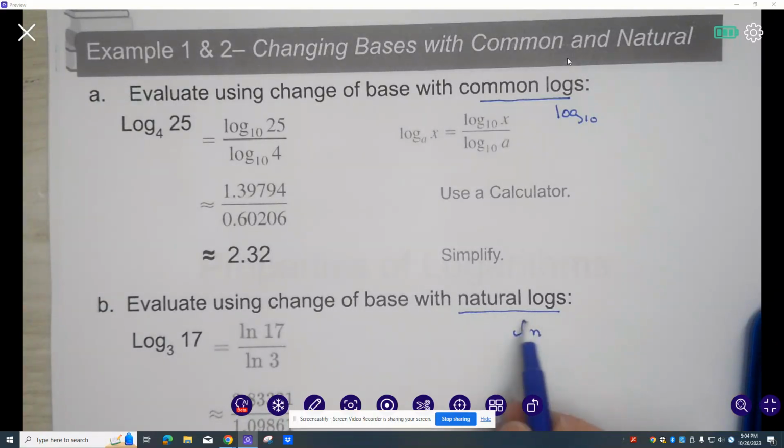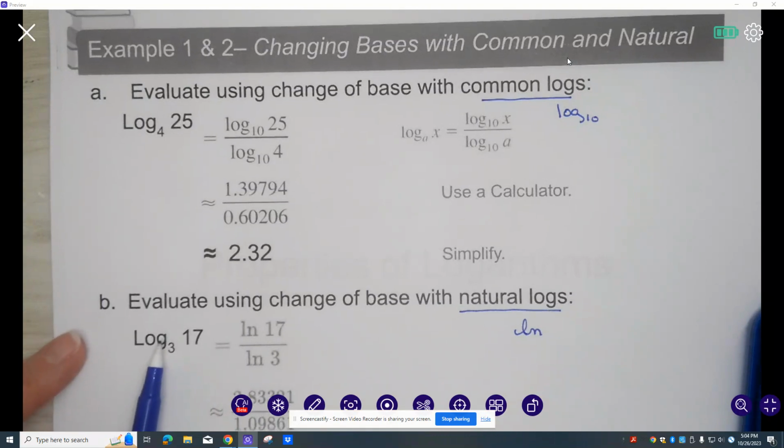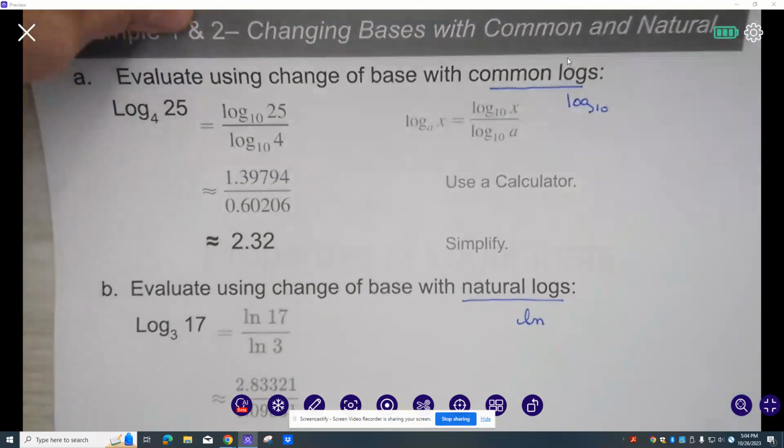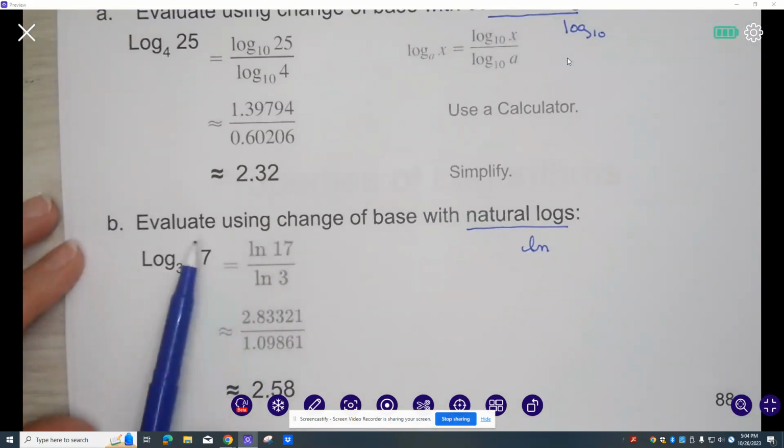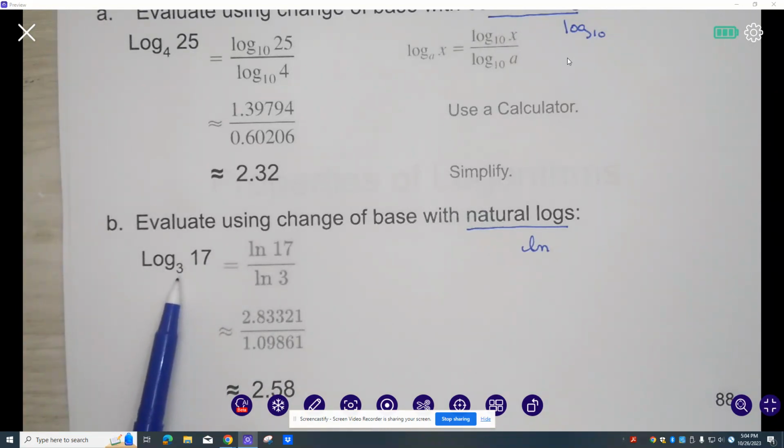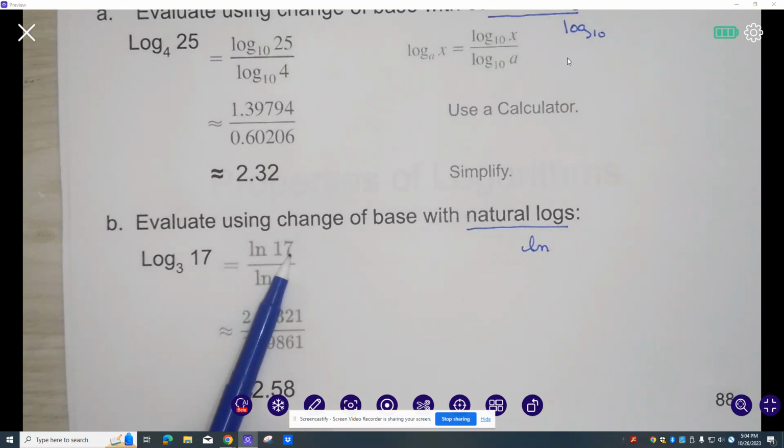Okay, now often you're going to want to turn it into a natural log. Natural logs are your ln. If I want to change this to base 3, remember, pause the video to write these problems down. I'm going to divide natural log of 17 by natural log of 3. Put this in your calculator and do the division.